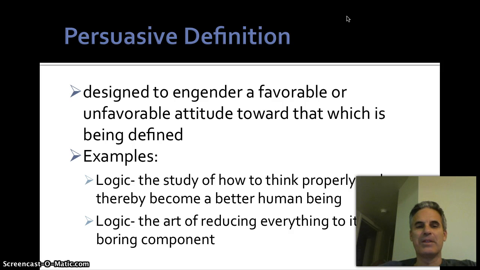Definition number 2. Logic is the art of reducing everything to its most boring component. Now, we know that's not what logic is, but some people might define it that way. That, of course, gives us a negative affect towards the definition. And so this is another reason we define things. Sometimes we define things to persuade people. All right? So, stipulative, lexical, precising, theoretical, and persuasive techniques are used to define things.